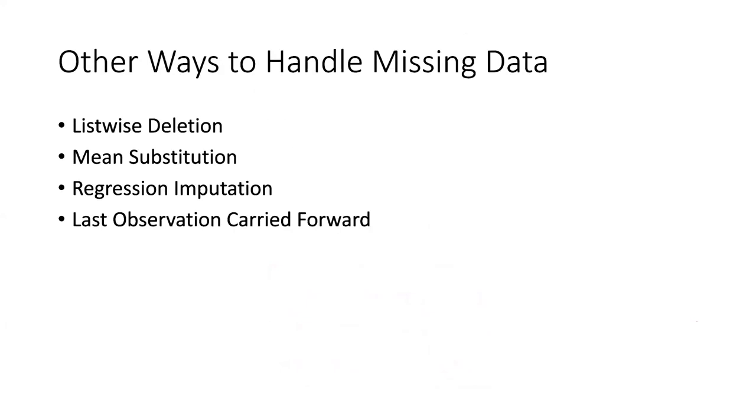Other ways to handle missing data are simply deleting the data, mean substitution, regression imputation, and last observation carried forward. List-wise deletion is where you delete the entire row. Mean substitution is where you substitute the mean value for that particular missing cell. Regression imputation is where you use a separate model to impute the value. Let's say two columns are correlated, a very simple example: you have a birth year, but there are a few missing values in the age column. So you can use the birth year to fill up the age column.